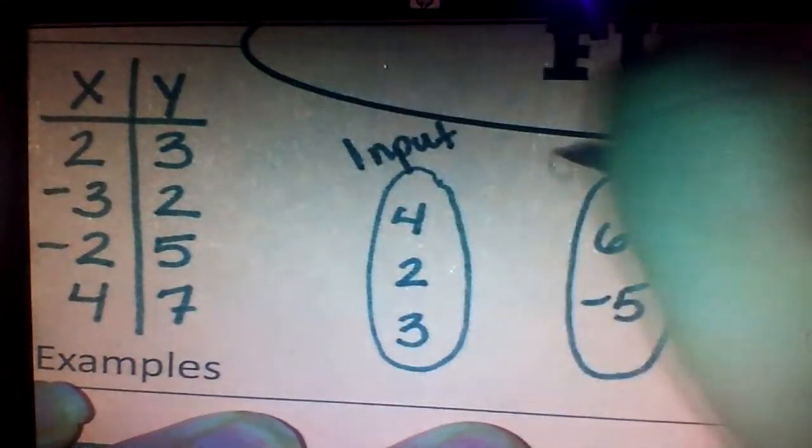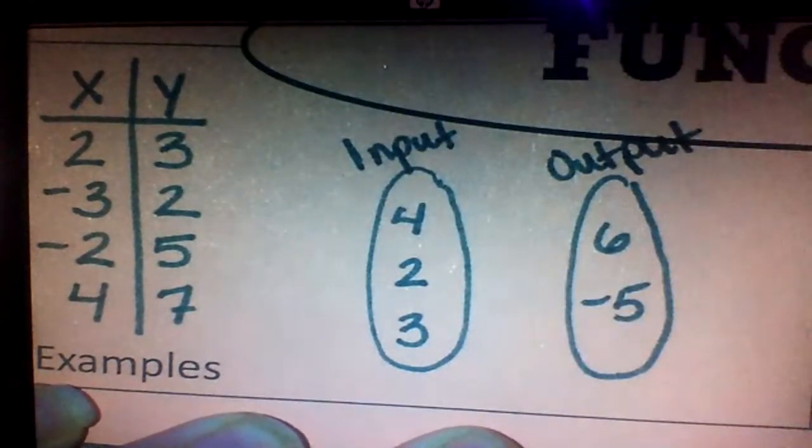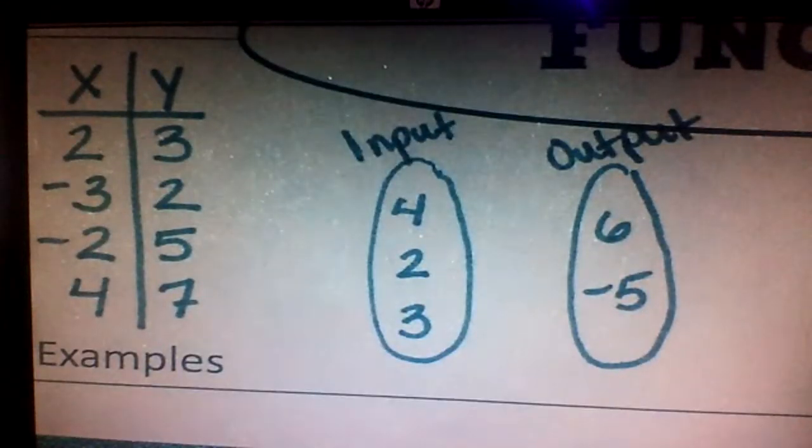Input, output. Okay? Remember, we can also represent a function as a mapping diagram. Remember though, if you're an X, you can only have one relation. So, what do you want to make 4 a relation with? 6. Okay? So, 4 is in a relation with 6.